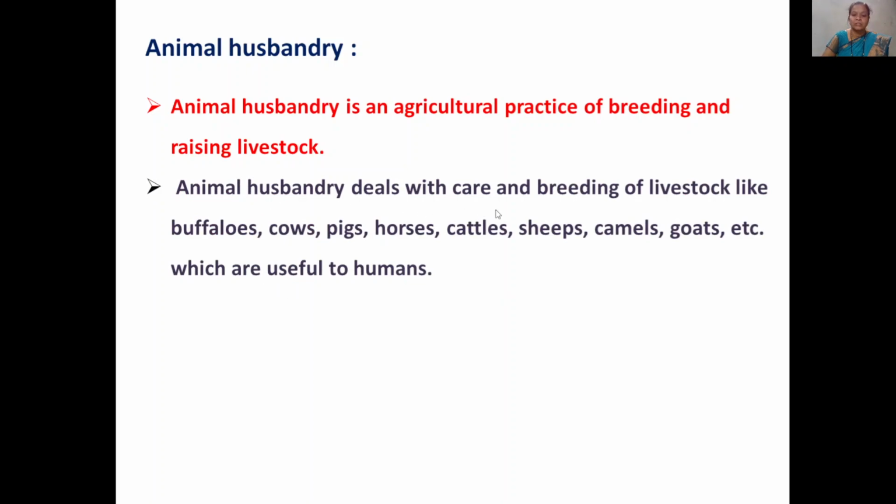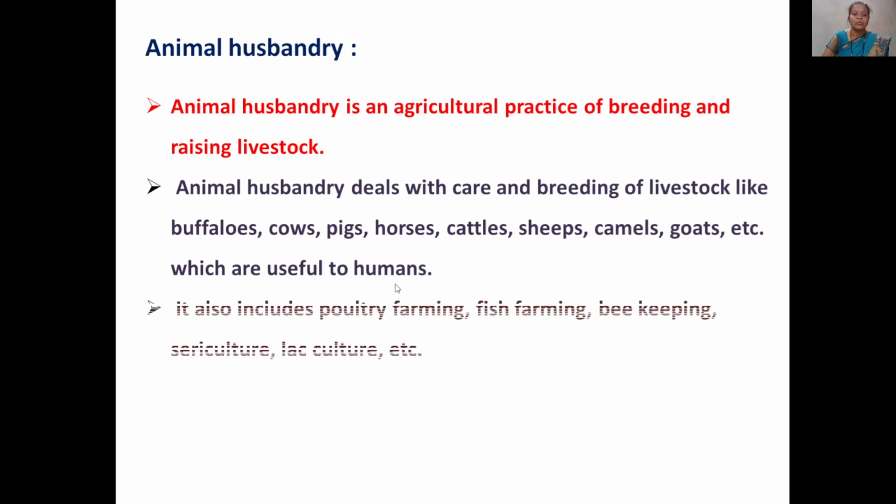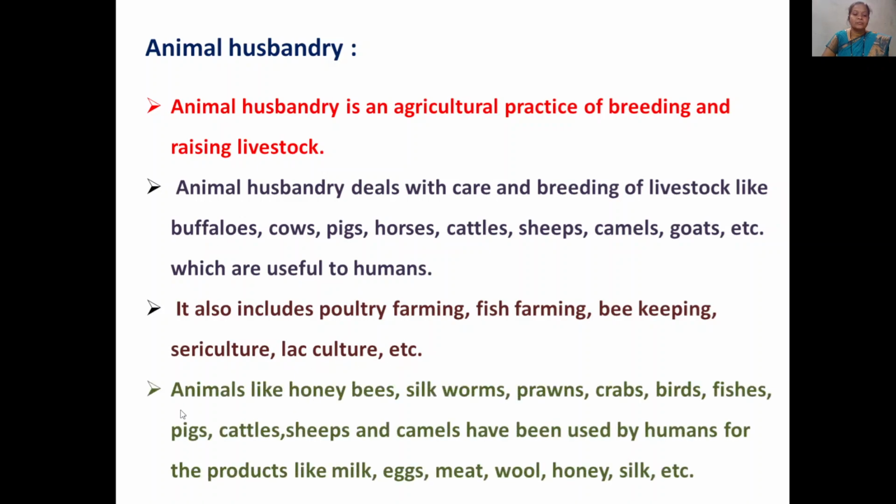Animal husbandry deals with care and breeding of livestock like buffaloes, cows, pigs, horses, cattle, sheep, camel, goats, etc., which are useful to humans. It also includes poultry farming, fish farming, beekeeping, sericulture, lac culture, etc. Animals like honeybees, silkworms, prawns, crabs, birds, fishes, pigs, cattle, sheep, and camels have been used by humans for products like milk, eggs, meat, wool, honey, silk, etc. Go to the next slide.